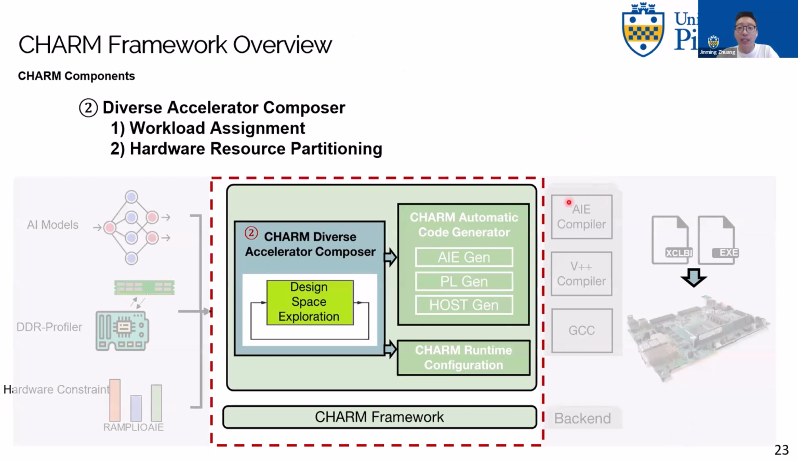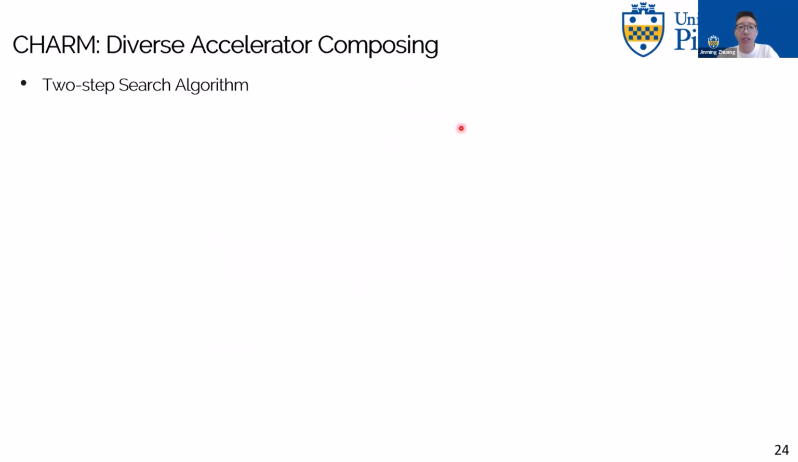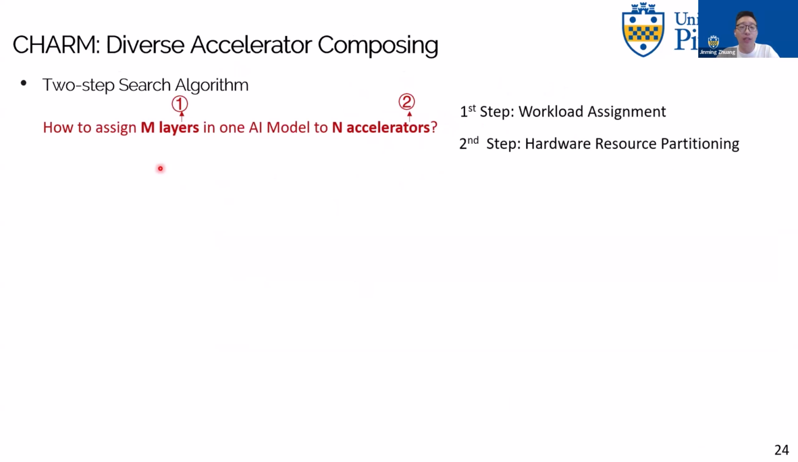Then, based on the aforementioned single accelerator analytical model, we propose the diverse accelerator composer to compose multiple accelerators together and to boost the overall throughput. This diverse accelerator composer solves the problem of how we can assign multiple layers within one AI model to multiple accelerators. When solving the problem, we set the number of accelerators as a hyperparameter and use a 2-step algorithm, including the workload assignment and the hardware resource partitioning.